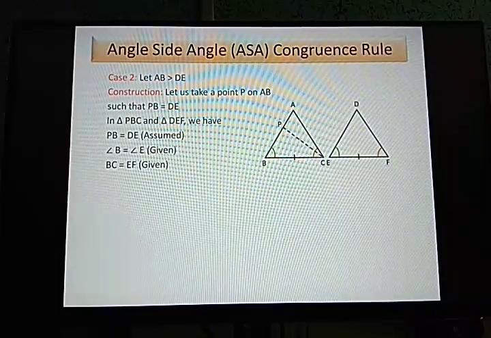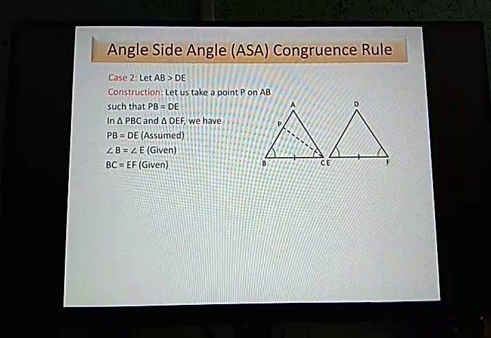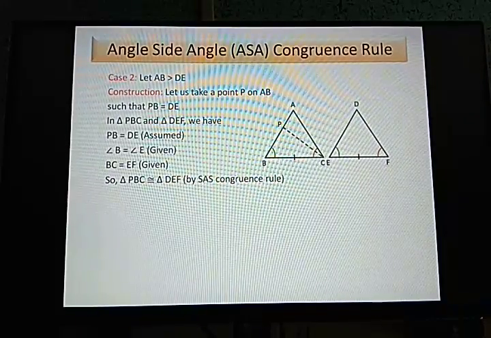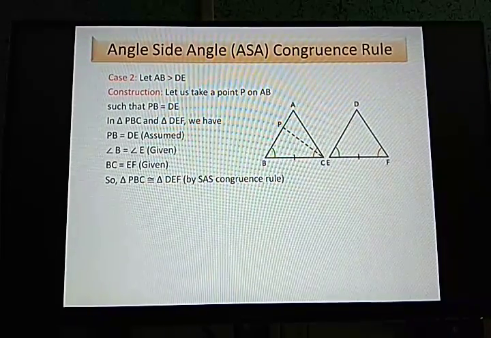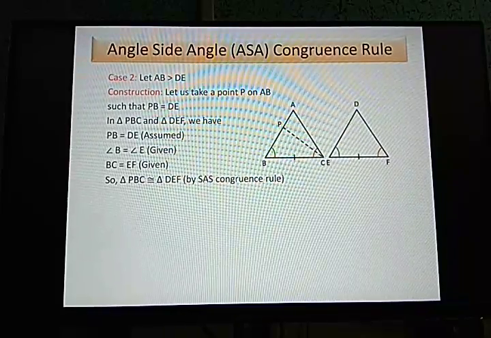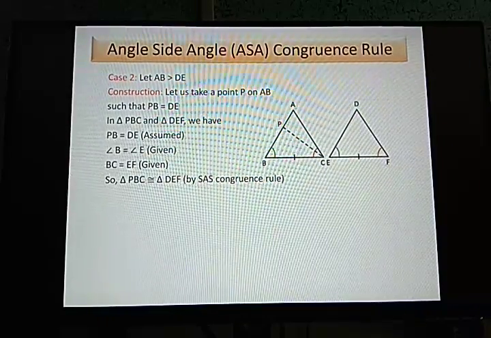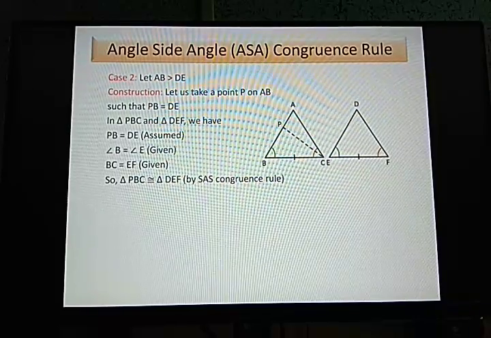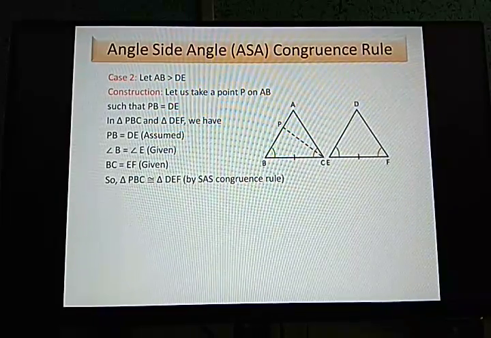So again, by side angle side congruency, we can say that triangle PBC is congruent to triangle DEF. But is this our main task? No. Our main task is to show that triangle ABC is congruent to triangle DEF. So let us proceed.